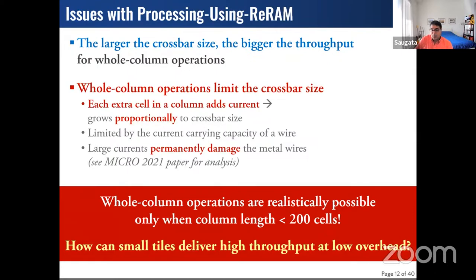And this, if you're not careful, can actually permanently damage the metal wires. We have some analysis of this in our MICRO 2021 paper on RACER. I'm not going to go into too much detail there, but what we found is that while we'd love to have columns that are hundreds or thousands of cells tall, it's actually only possible within the fundamental limits of technology if our column lengths are less than 200 cells. And this is a problem.